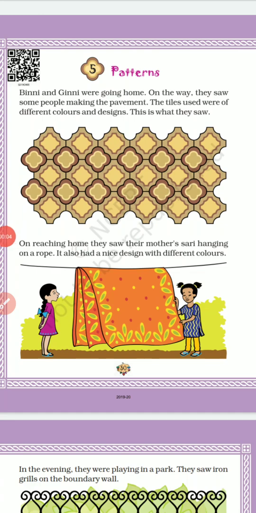Now take out your maths textbook and open page number 30. So, dear children, we are studying patterns here. I have already shown you a lot of examples regarding this pattern so that you can easily understand. Okay, so today let me show you some other slides also regarding the pattern so that you can easily understand the whole lesson. So, dear children, look at this picture.